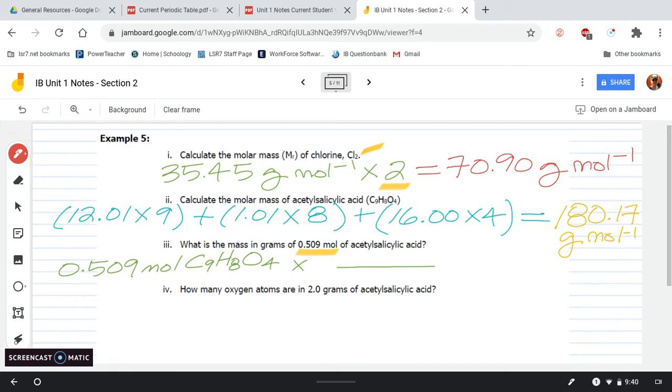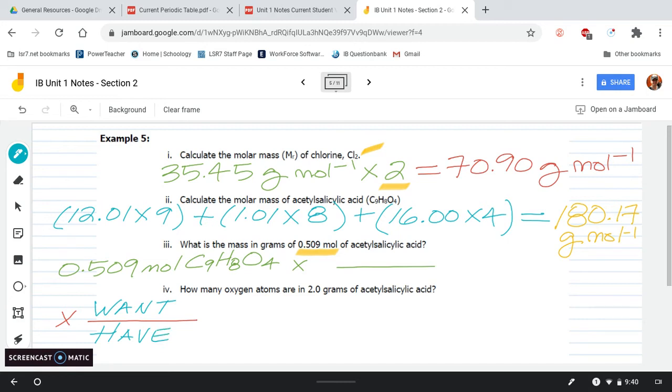So conversion factors are always going to be where you have the multiplication sign and a line. That's a conversion factor. So to convert, we're going to take the unit that we want. The unit that we want is going to be on top. So whatever I want goes up here, and whatever I have already is going to go on the bottom.